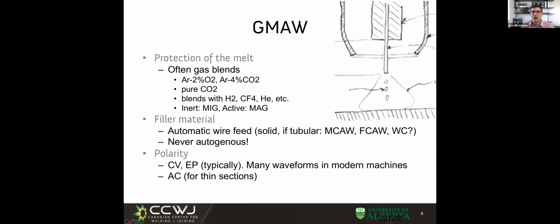Now, of course, because MIG welding depends on this consumable electrode, it will never be autogenous. It can be heterogeneous, can be homogeneous, but it's never going to be autogenous.